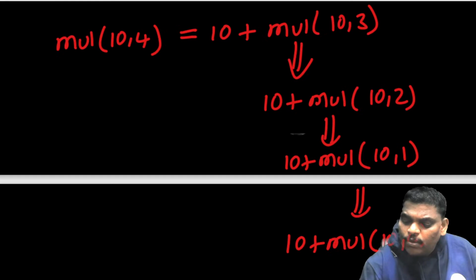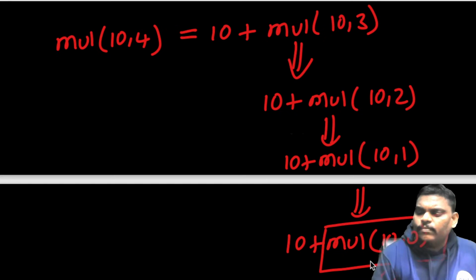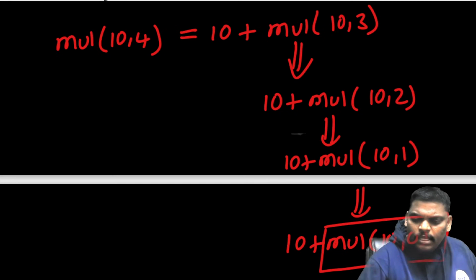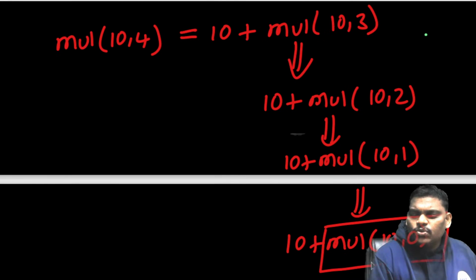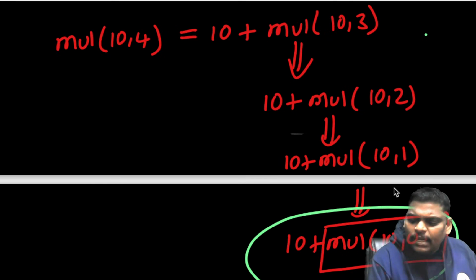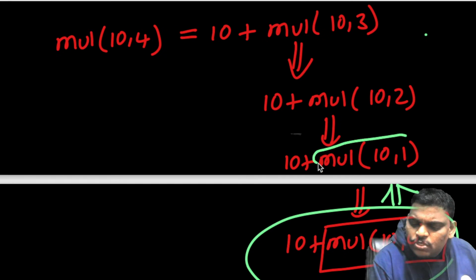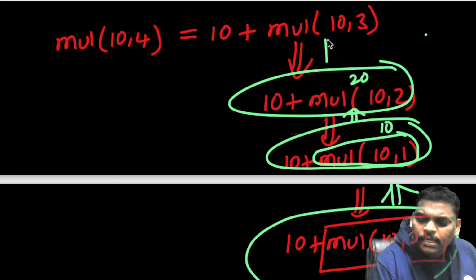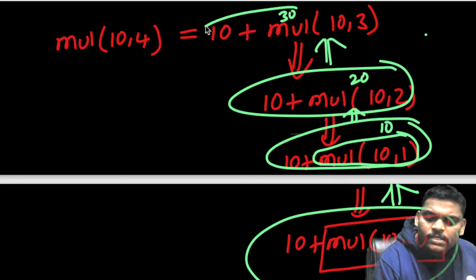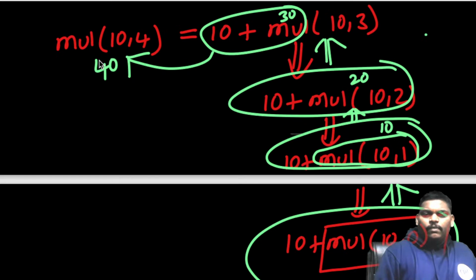Everyone knows that when you multiply two numbers, if one number is 0, the answer is 0. Every recursive program requires a termination condition. So this is 0, and 10 plus 0 becomes 10. In the return, 10 goes back to where you came from. 10 plus 10 becomes 20, 20 goes here. 10 plus 20 becomes 30. 10 plus 30 becomes 40. So finally 40 came.